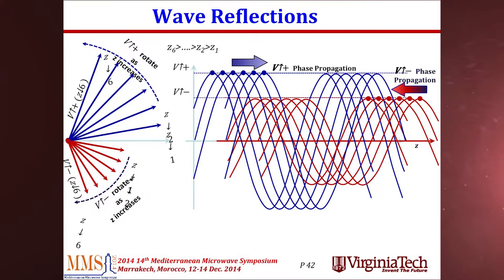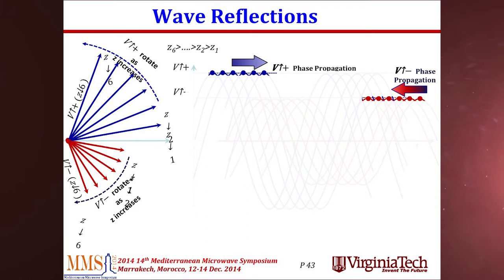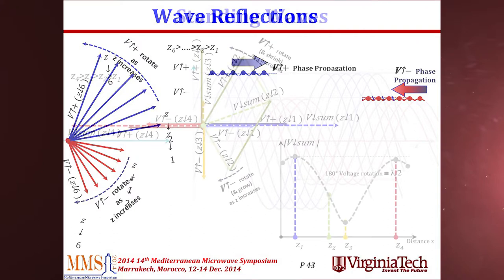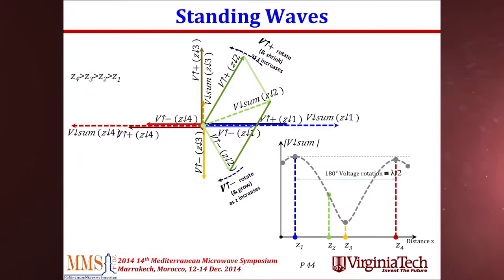Here's another way to show the phase velocity. I'm just focused on the peak point. Let me show you this one again. I'm just showing the peak point and how that translates into phase velocity. Standing waves. Two phasors are rotating in opposite directions, and they superimpose, and this is what I get as a result. So again, I show the voltage max and voltage min and all these kinds of things as a result of the waves interacting with each other.